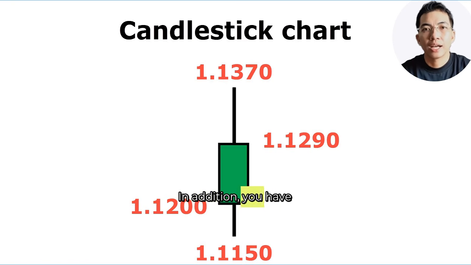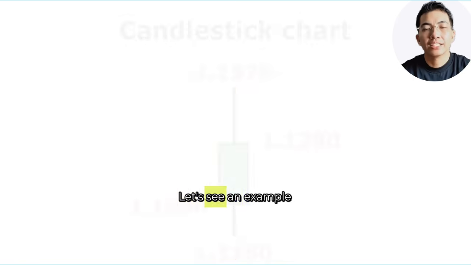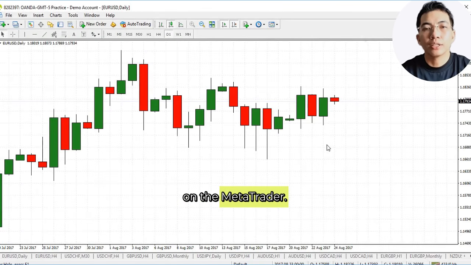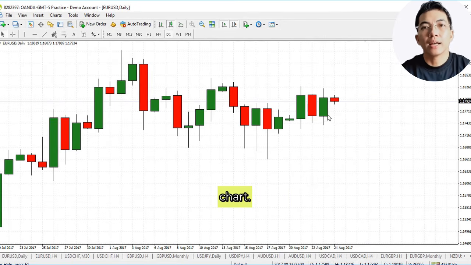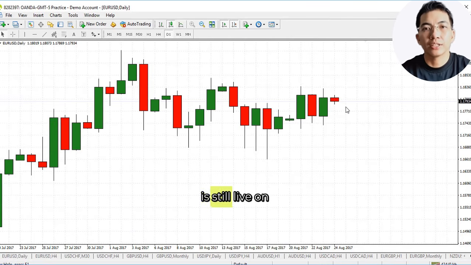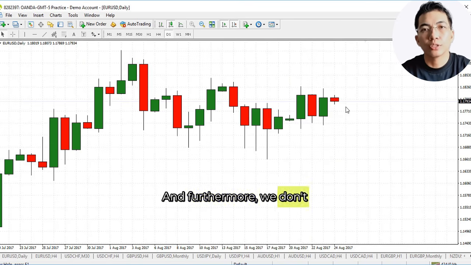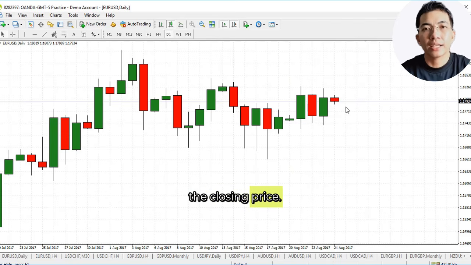In addition, you have the color of the candle that gives you immediately the information that the price increased in that session. Let's see an example on the MetaTrader. Here we have euro-dollar on a daily chart. I want to analyze this candle, not the last one, because it is still live on the market and it can still form a new high or a new low. And furthermore, we don't know what will be the closing price.